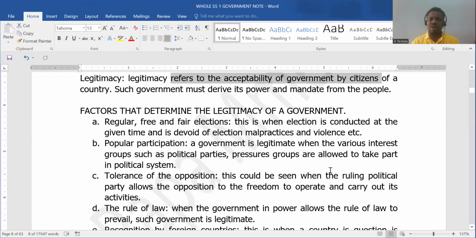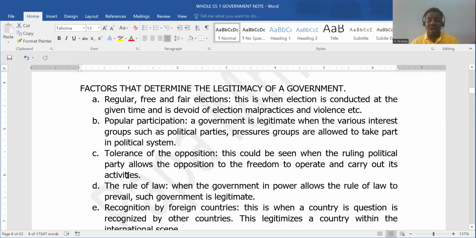Now, what factors can determine a government's legitimacy? A government is legitimate if it conducts regular, free, and fair elections. That means the election is credible, devoid of electoral malpractice. If it allows for popular participation, right? When the government allows various interest groups like political parties, pressure groups, even civil societies to take part in the political system. Another option is if the government allows the toleration of the opposition. You know, they say majority rule and minority rights. Most often when party A wins, party B becomes the opposition. APC won and PDP became the opposition. These are basic terms we have to know by now.